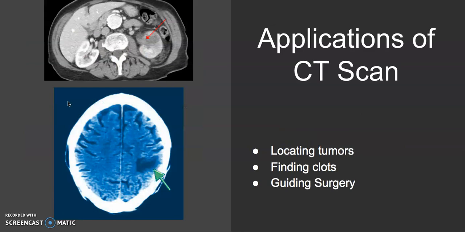Things like locating tumors, because again, you have a higher density in the tumor than you have in the cells around it. Finding clots, similar to the ultrasound, and also guiding surgery. So CT scans are basically just high powered X-rays that can be used from a lot of different angles to make a more complex and complete image than an X-ray can.